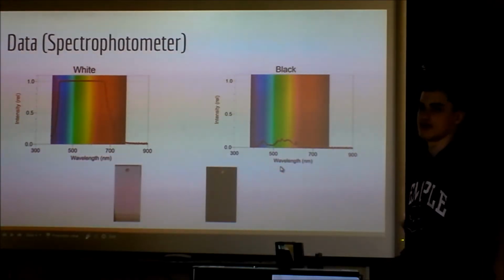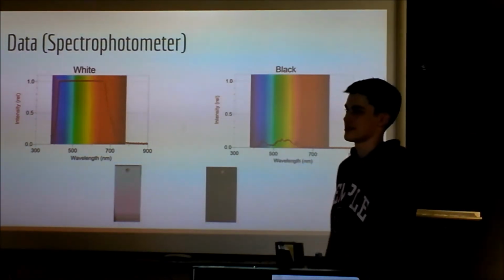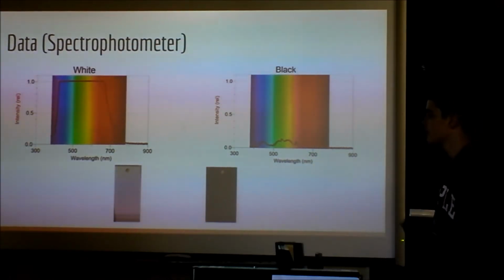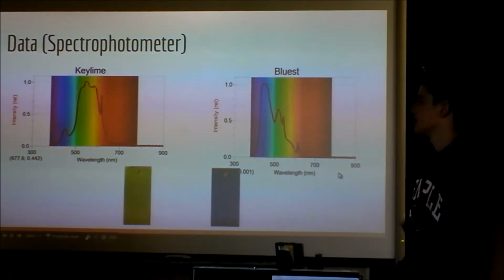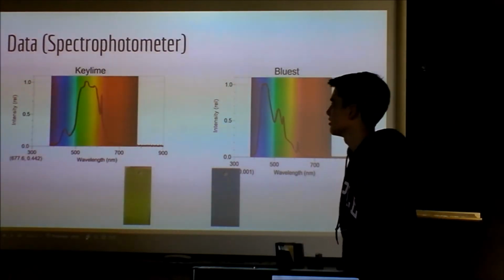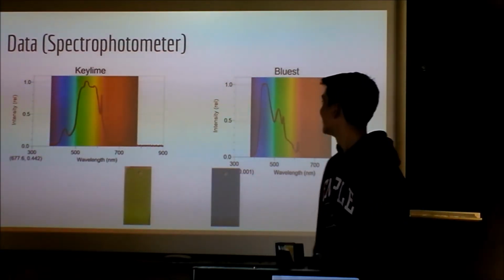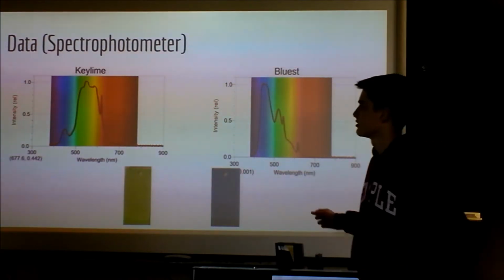This was the data for the most obvious colors. White was really high on everything, which is what I expected, and then black was really low. Next was key lime, which was like a light green. It was very high on the green. And then bluest, which was a dark blue, and it was really high on the blue.